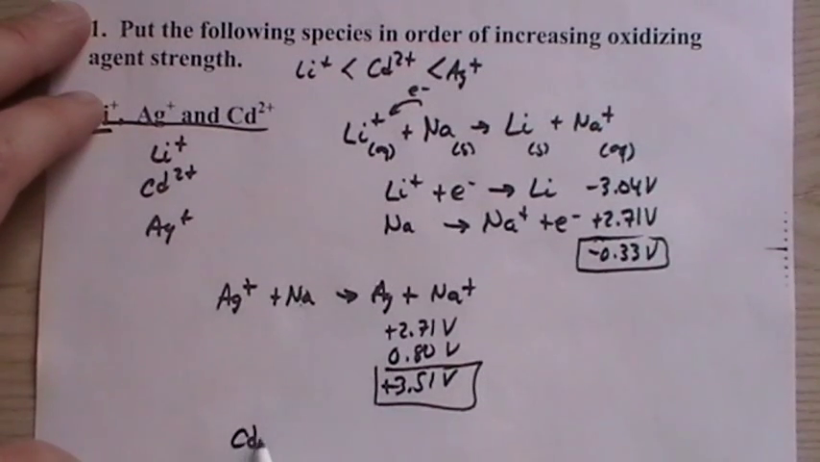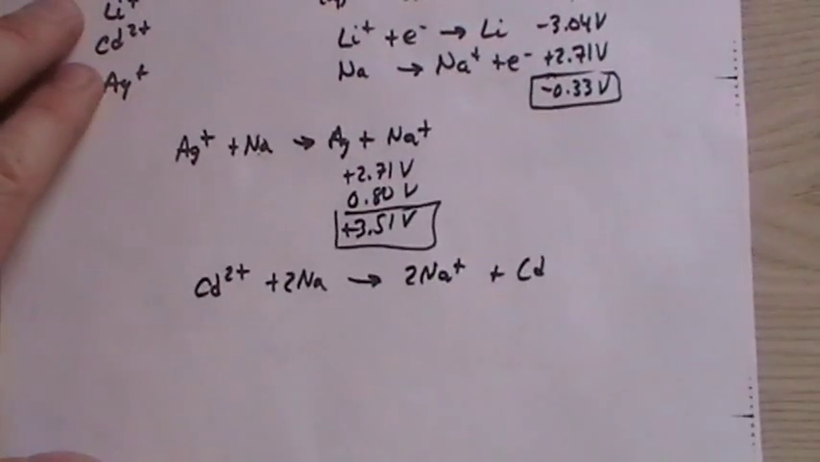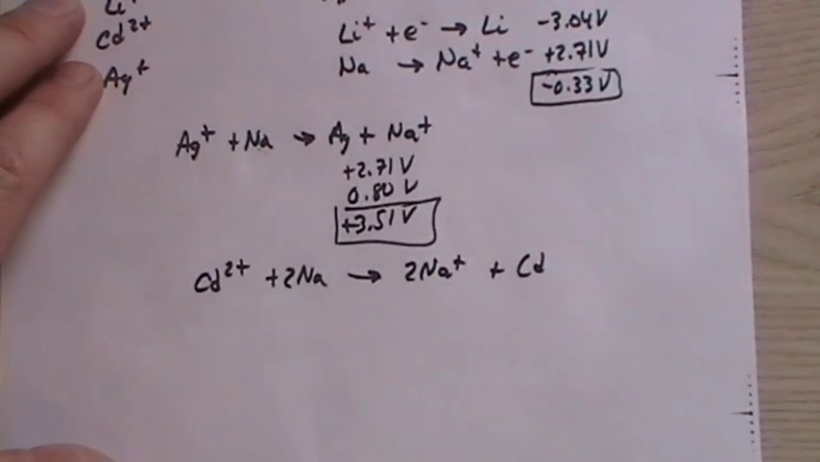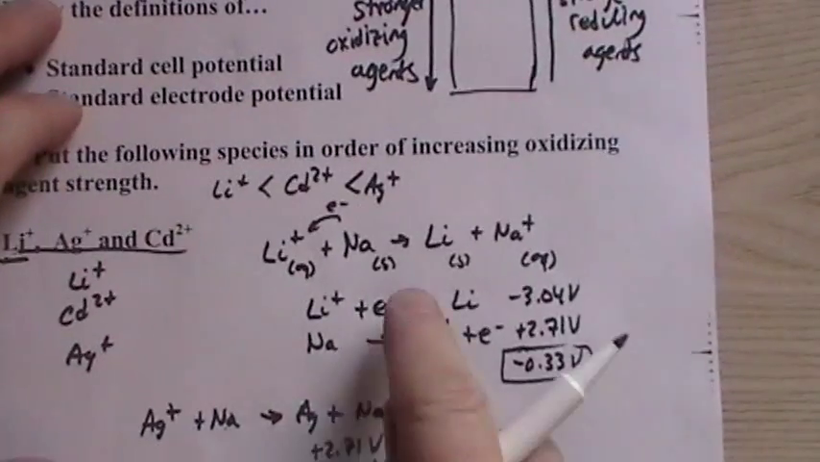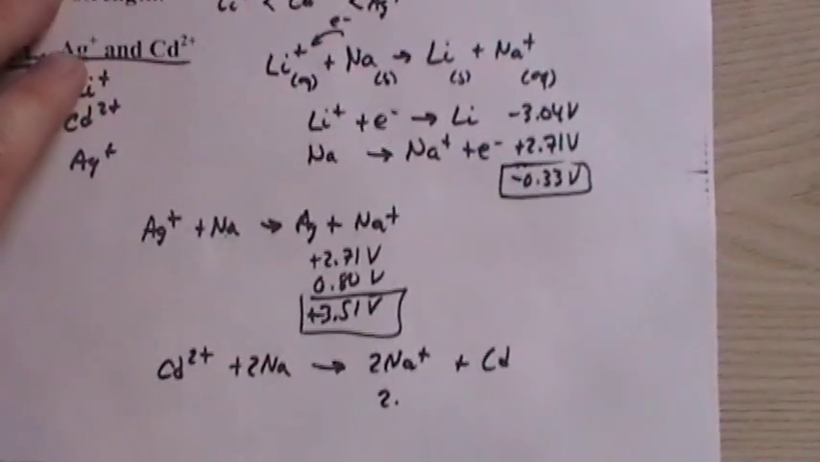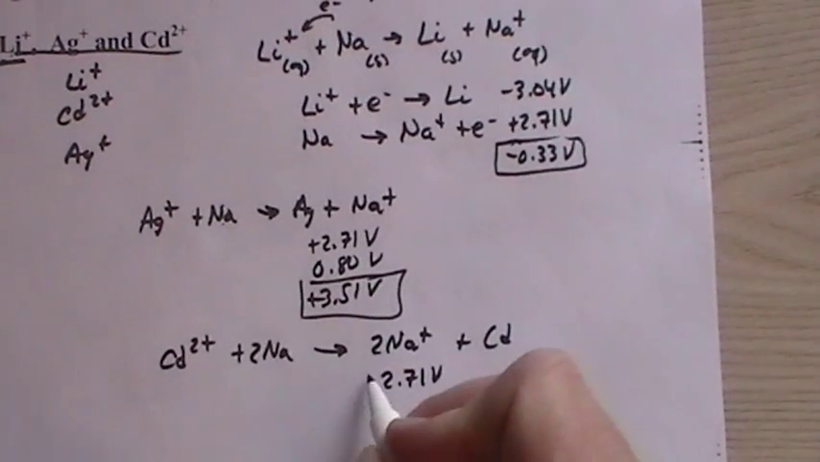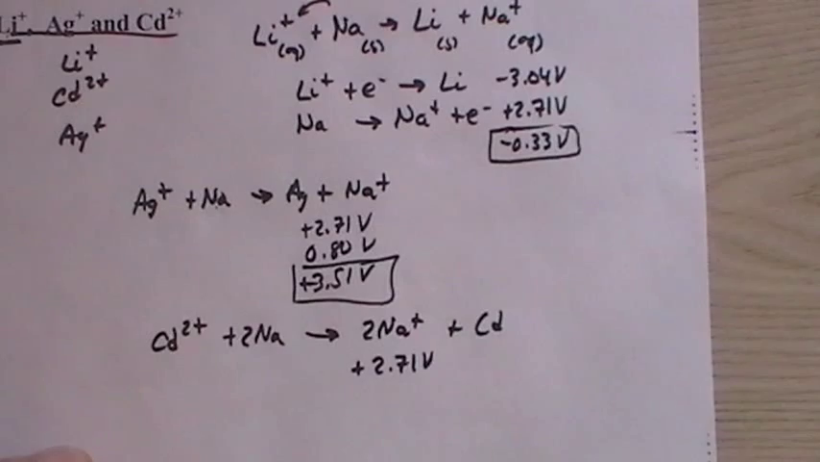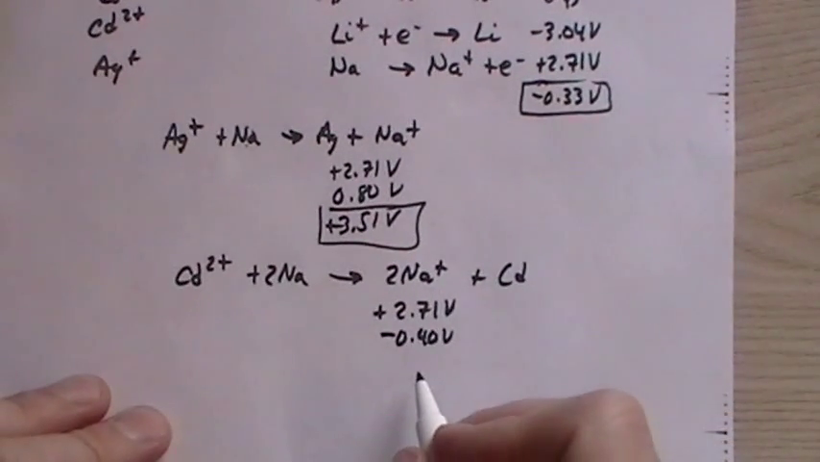And then we have cadmium. Now we have to take into account the charge. So this would be 2 sodium, but remember that potential doesn't change just because we have different ratios of these species. I could certainly write out the half reactions like I did here, but I'm not going to. For sodium, it's still plus 2.71, and cadmium is minus 0.4. Make sure that's right.